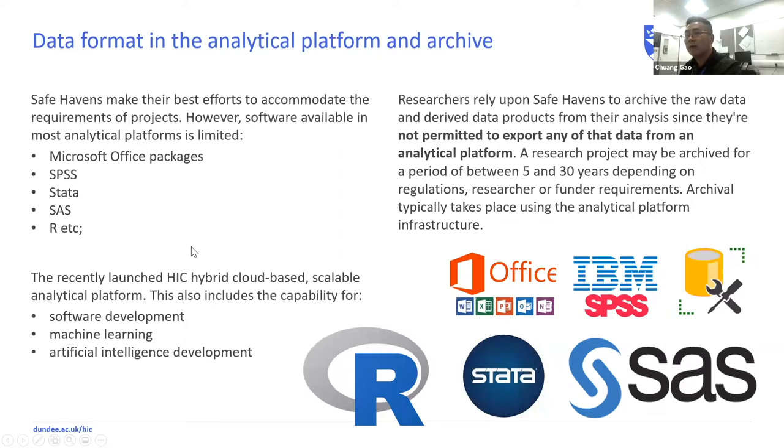There is one thing worth mentioning: Hague has been launching a hybrid cloud-based analytical platform service, which is based on AWS cloud service. So this scalable analytical platform will include the capacity for software development, machine learning, and artificial intelligence development. So this will really make the software packages available in the Safe Haven much more diverse and more robust. The researcher will have quite a lot of choice themselves.